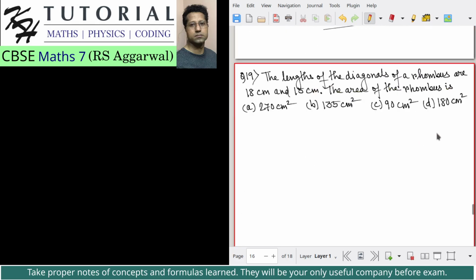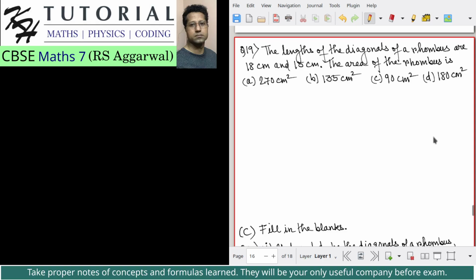Okay, let's see the next problem. Question number 19. The lengths of the diagonals of a rhombus are 18 centimeter and 15 centimeter. The area of the rhombus is, so we know that area of a rhombus is equal to half multiplied by the product of the diagonals. So D1 and D2 are the length of the diagonals of a rhombus, then the area is half into D1 into D2. In this problem, the length of the two diagonals are given, so the area will be half multiplied by 18 multiplied by 15, this much centimeter square.